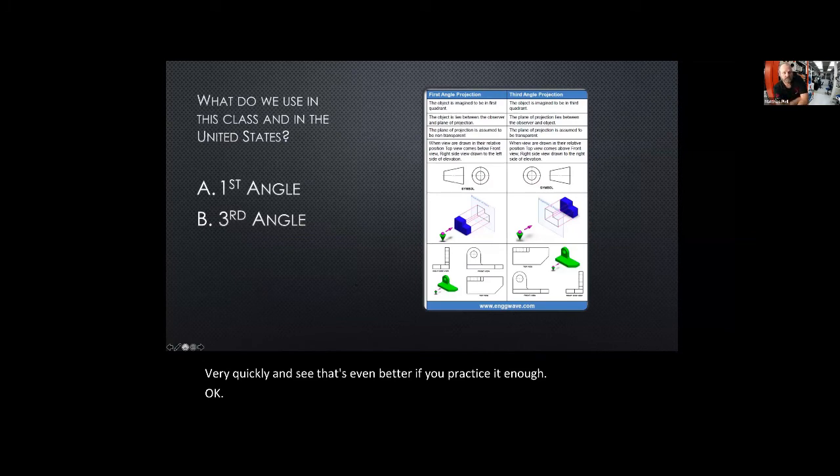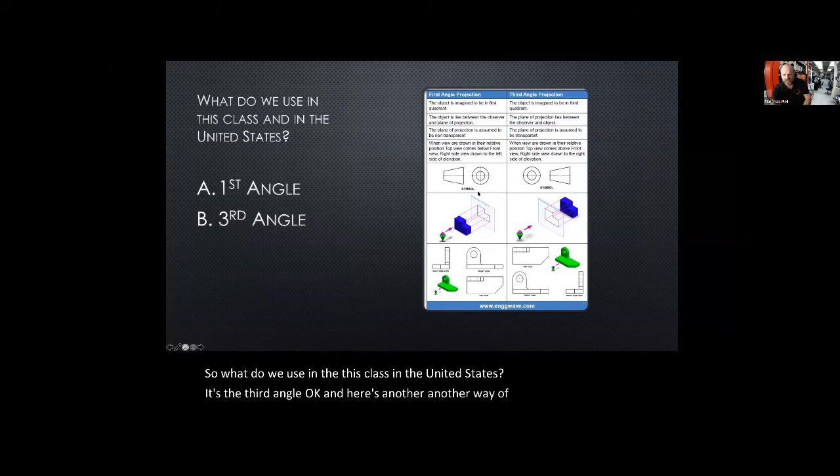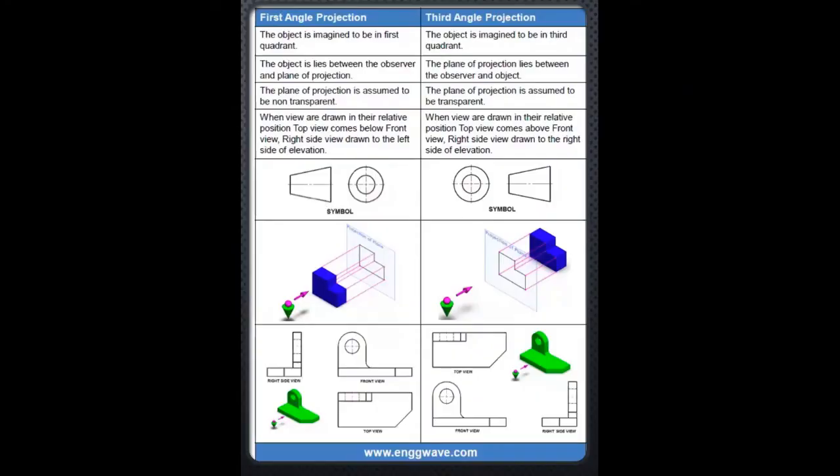So what do we use in this class in the United States? It's the third angle. Okay, and here's another way of looking at it. You can see there's a symbol you use in your CAD drawings, in your engineering drawings, that shows the symbol. The one on the left is a first angle projection, and the one on the right is the third angle projection symbol.